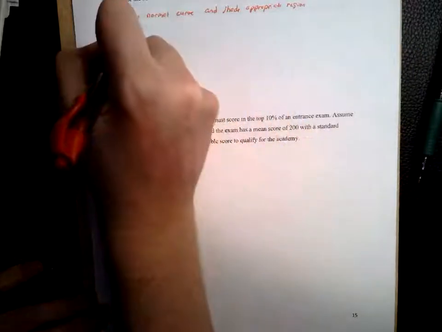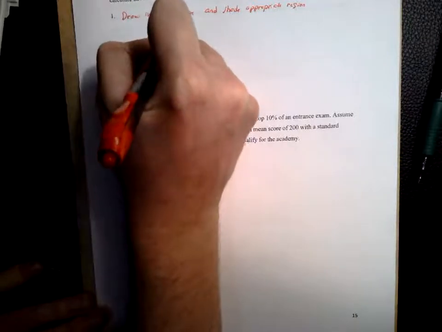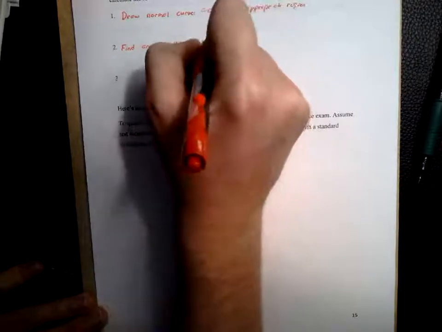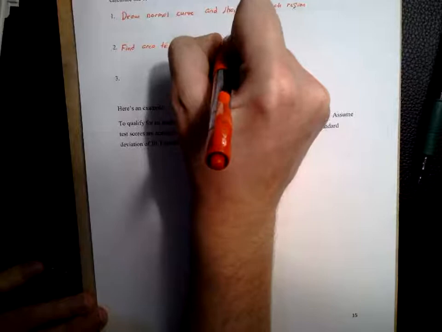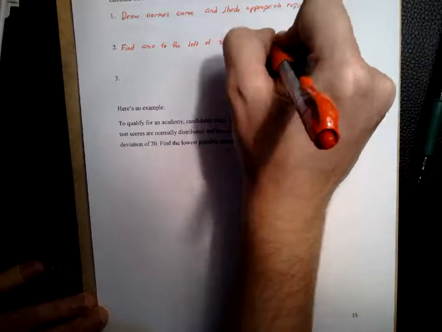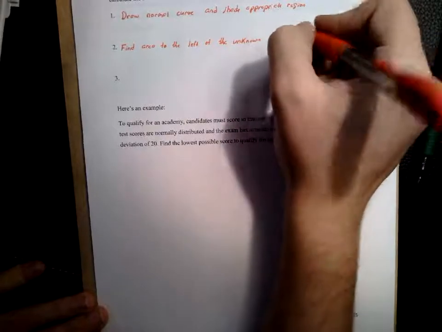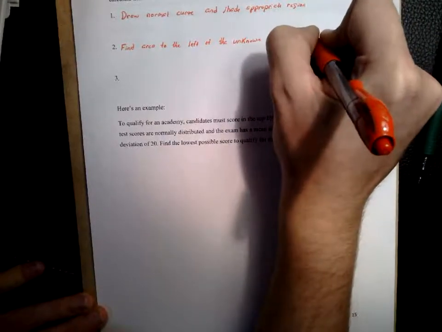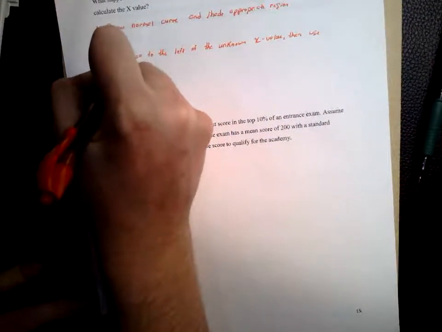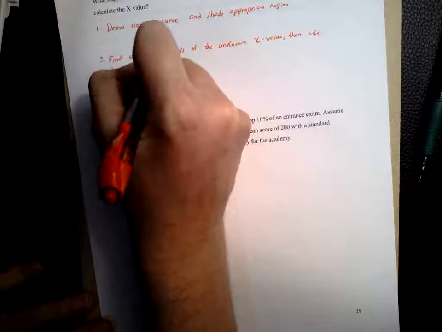The second step, find the area to the left of the unknown x value. And this x here is the data value we're interested in. Then use the table, so the standard normal table, to find the corresponding z-score.